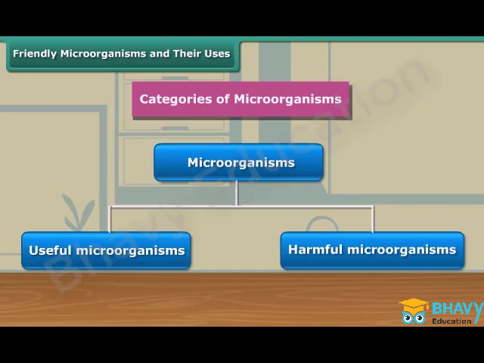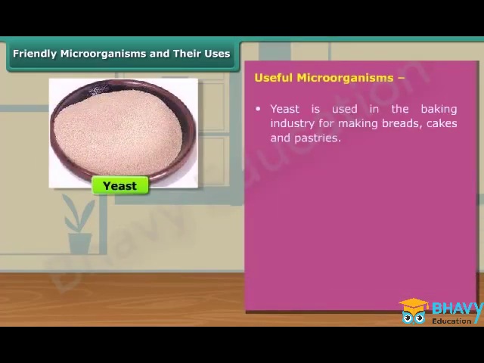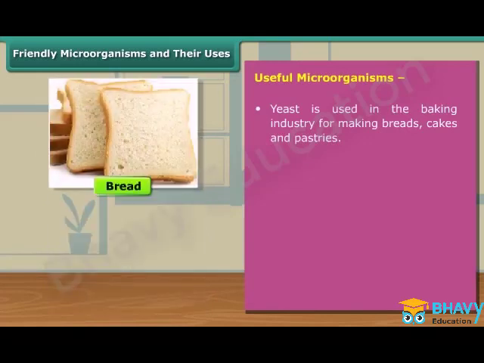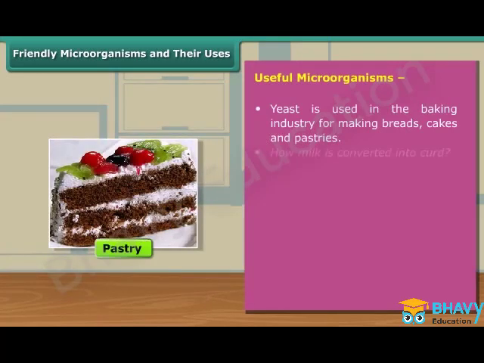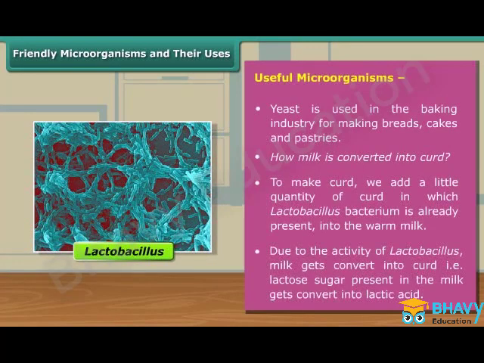Now we discuss the friendly activity of microorganisms in detail. One such friendly microorganism is yeast. Yeast is used in the baking industry and in our homes for making breads, cakes, and pastries, etc. The bacterium Lactobacillus is useful to make curd from milk.